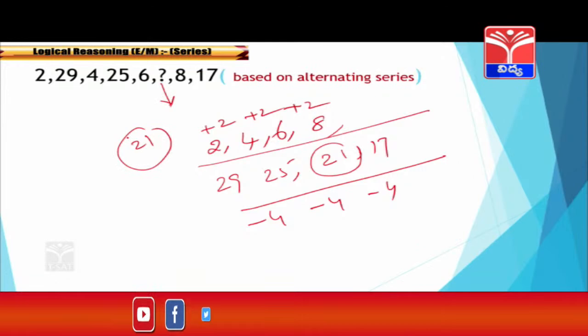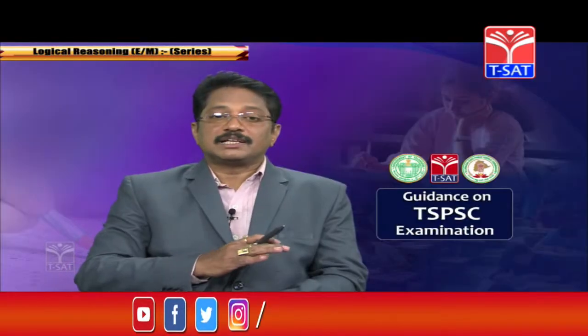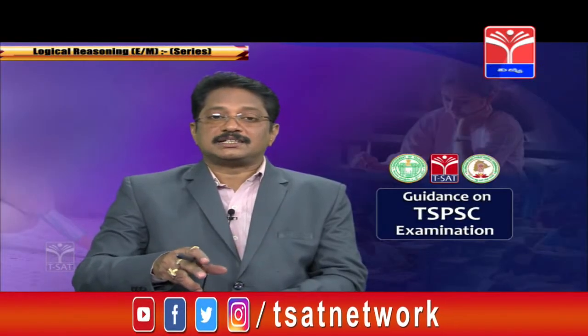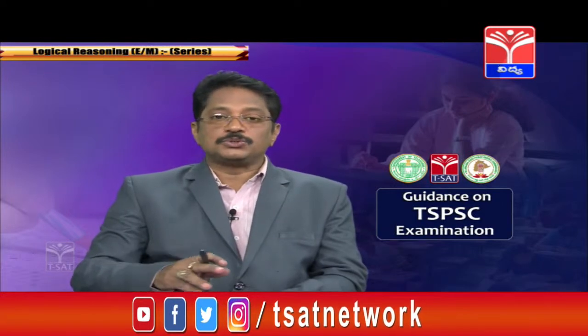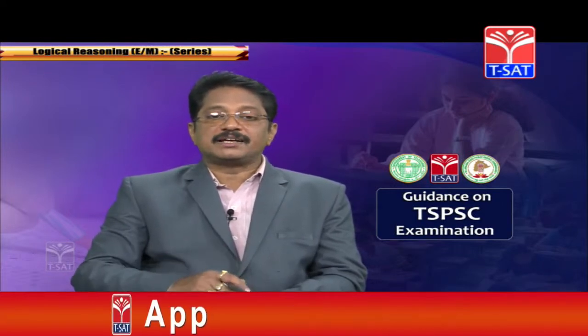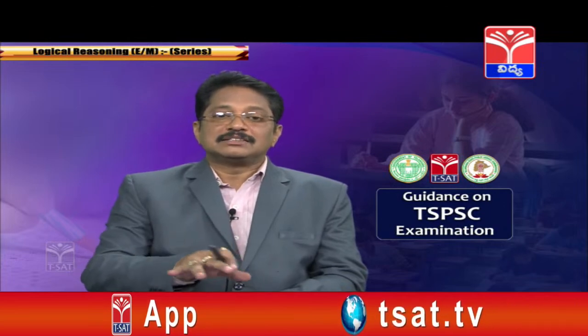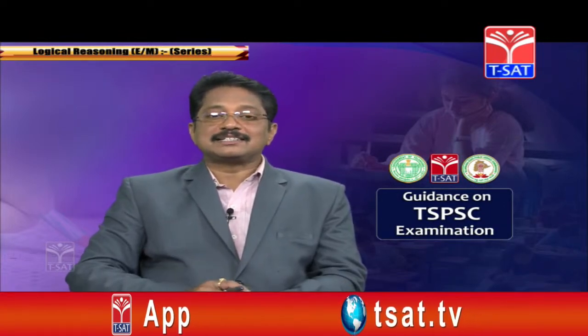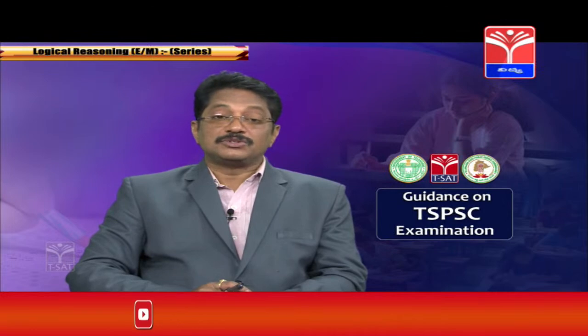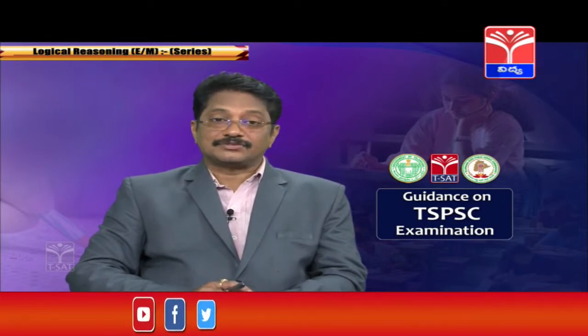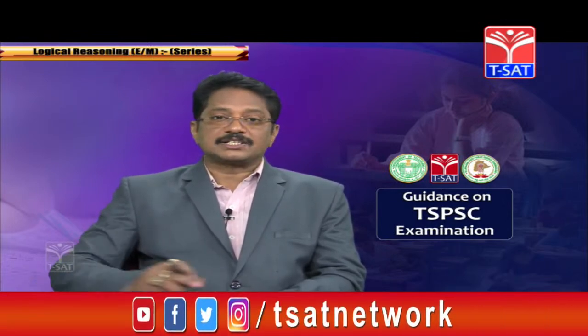This is called alternate series. It means there is a combination of 2 series here. One is increasing by 2 units, the other one is decreasing by 4 units. Both are mixed here. This is called alternating series. This is very important. You have to observe the series very carefully. Okay. Now we'll see the next one.